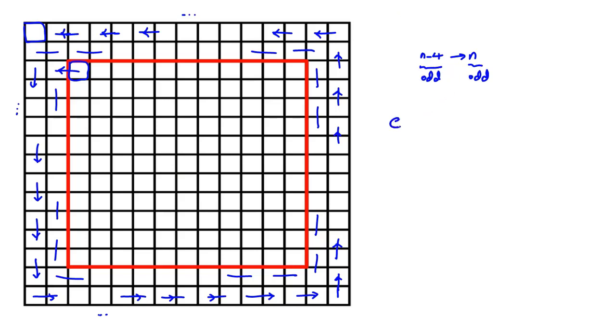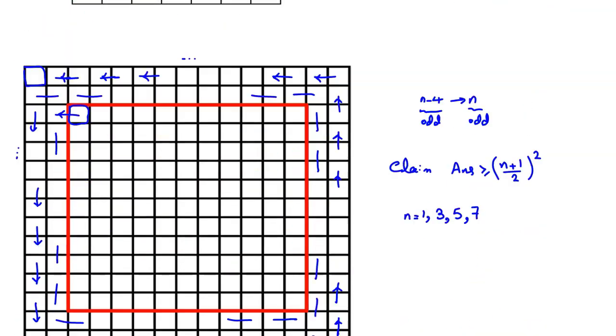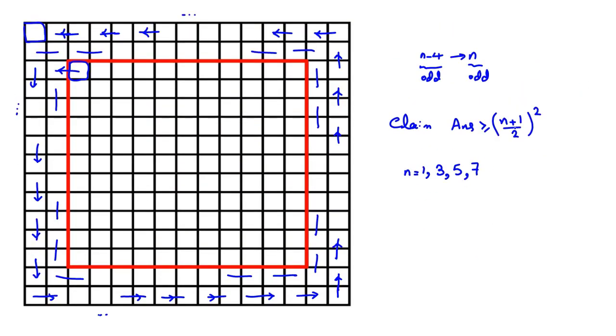We wanted to prove what our claim was. Its answer is at least ((n plus 1) over 2) whole squared. And for n equals 1, for example, n equals 3, 5, and 7, we proved it here. Okay, and because we want to use n minus 4, in the base cases we can only select, for example, 1 and 3 as base cases. It's enough now. In this case, only these two are enough.